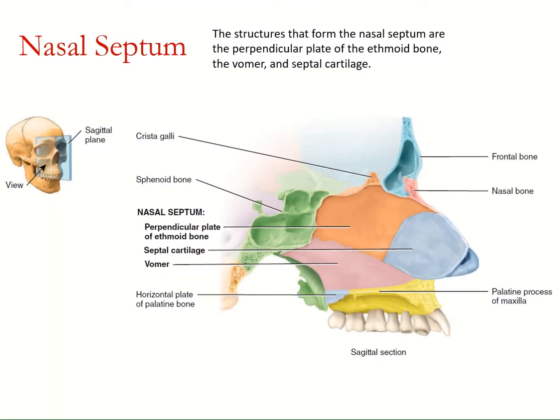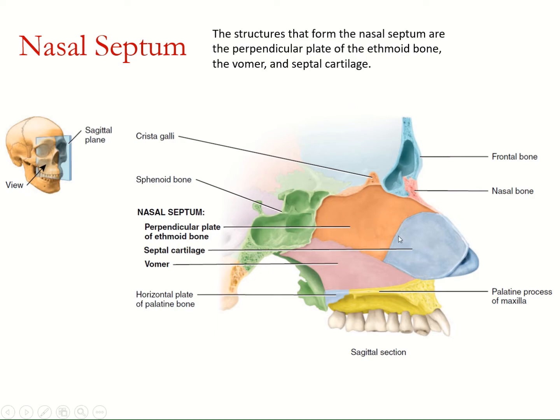This is your nasal septum. The structures that form the nasal septum are the perpendicular plate of the ethmoid bone, the vomer, and the septal cartilage. So the nasal septum is the structure that divides your nasal cavities into two. It's found in the medial part.